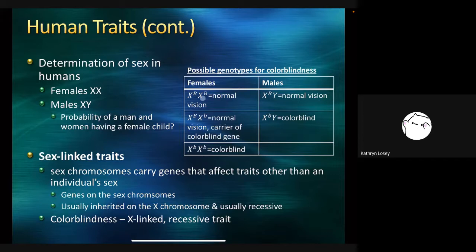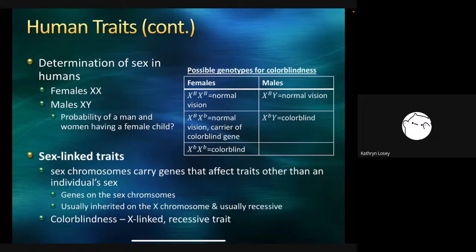So capital is normal, capital lowercase is normal vision but a carrier of the colorblind gene, and lowercase is colorblind. Males, because the gene is carried on the X chromosome, only have 2 options. If they have a dominant gene, they have normal vision, and if they have a recessive gene, they are colorblind. There's no other options. There's no carriers for the males.